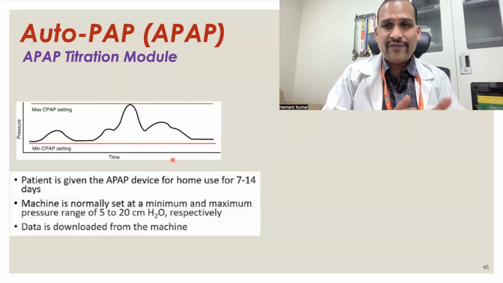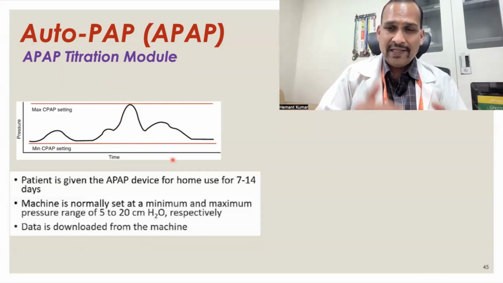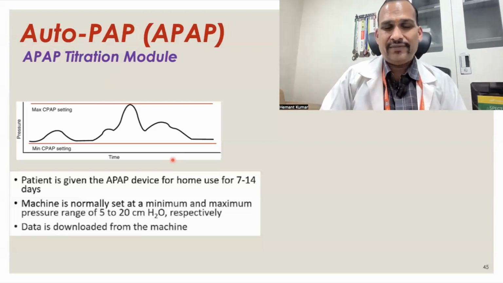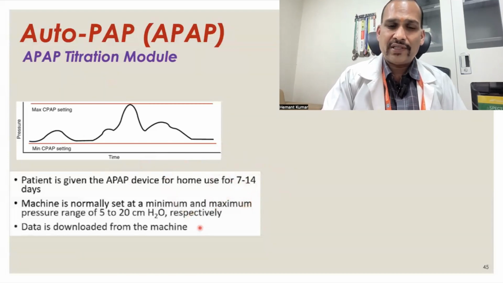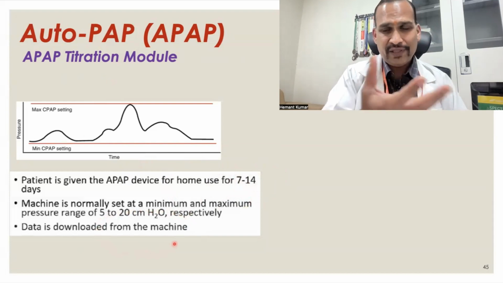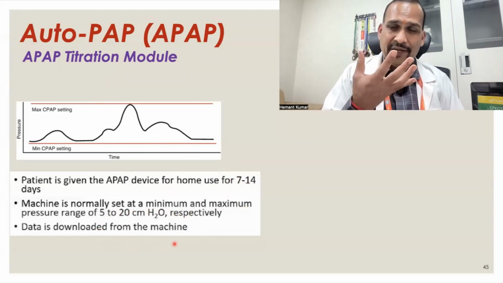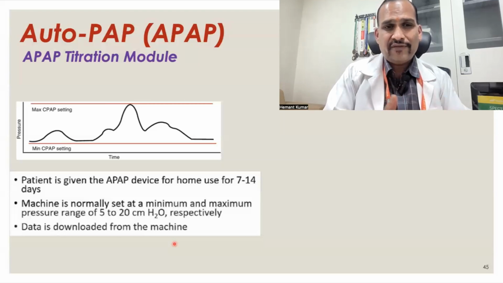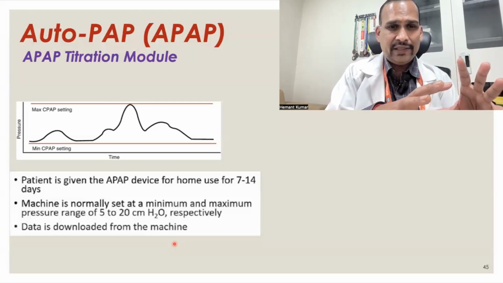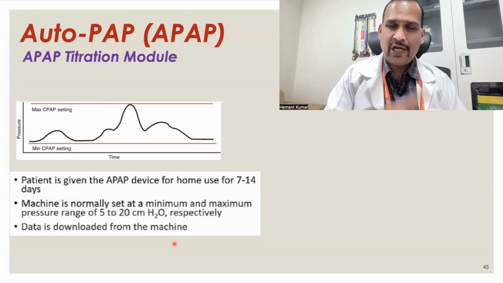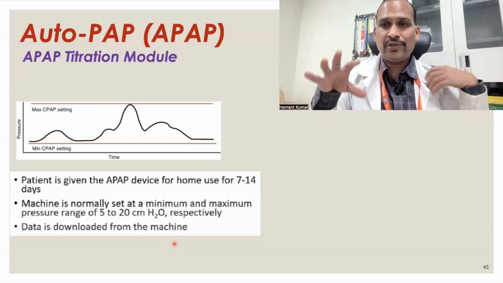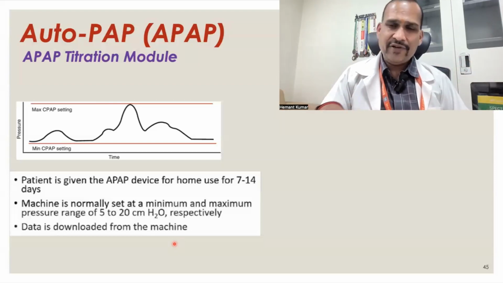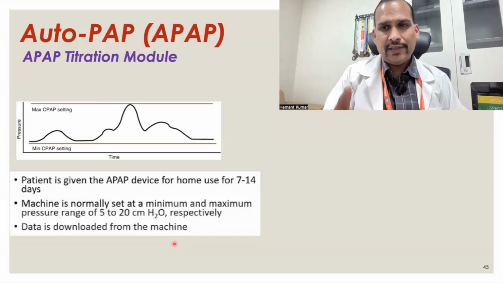So AutoPAP is giving different pressure, less or more, depending on the requirement of the patient. For home titration, we have to give AutoPAP for 1 to 2 weeks. After 1 to 2 weeks, we have to download the data from the machine and observe whether the patient has improved or not: how much apnea, how much hypopnea, how much oxygen, all have improved or not. We have to observe closely. If we are satisfied, then we can prescribe the machine.